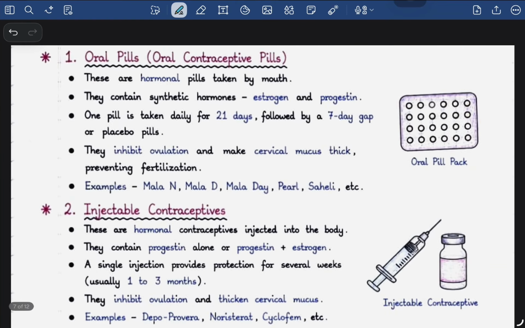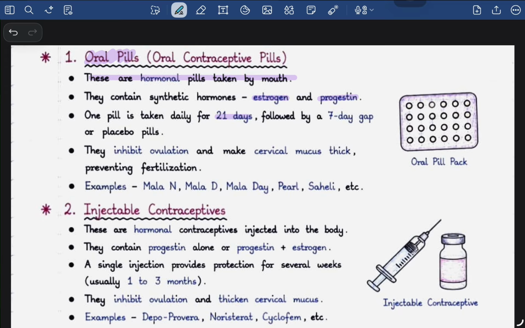Now let us discuss the next method, that is oral contraceptive pills. Right, so let us change the color a bit. So, oral contraceptive pills. These are hormonal pills taken by mouth. They contain synthetic hormones like estrogen and progestin. One pill is taken daily for 21 days.